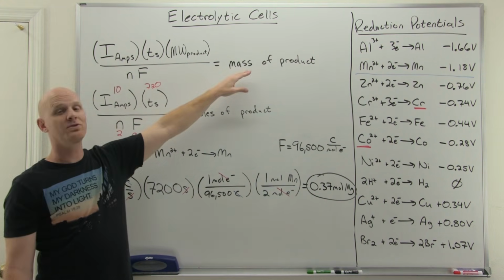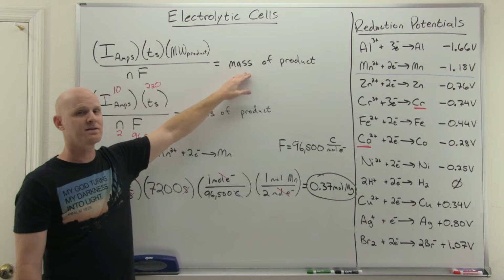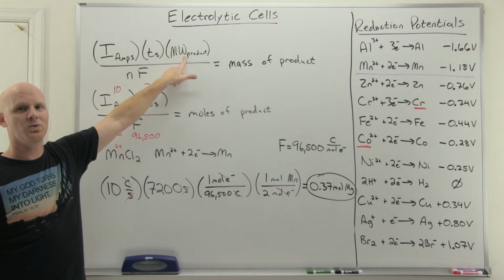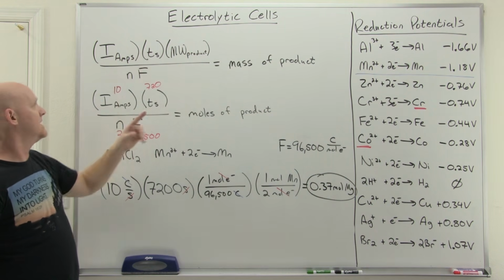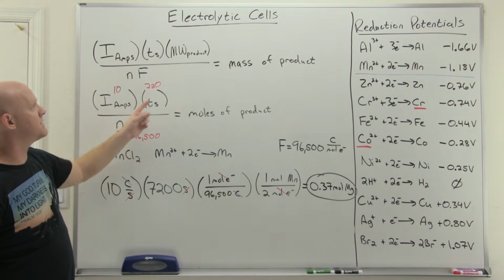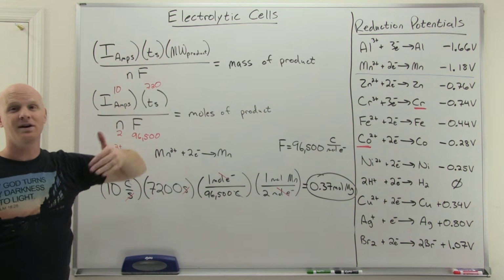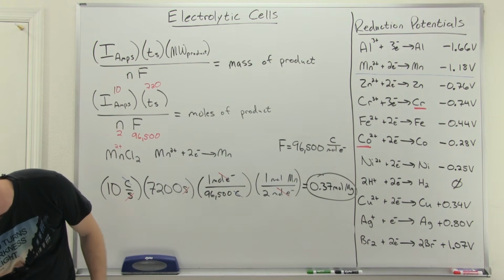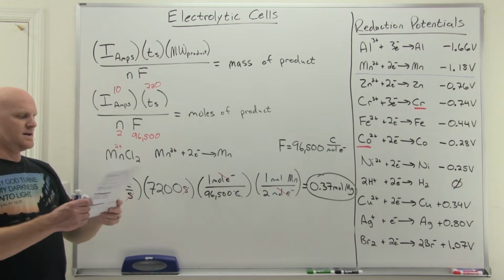Now, the difference between these top two equations, if you're going to memorize these, is one gets you moles of products and one gets you the grams of product, the mass of the product. And notice to turn moles into grams, all you do is multiply by the molecular weight. And that's why there's one extra term here. It's still amps times time over NF, but you have to multiply by the molecular weight of your product to convert moles into grams.